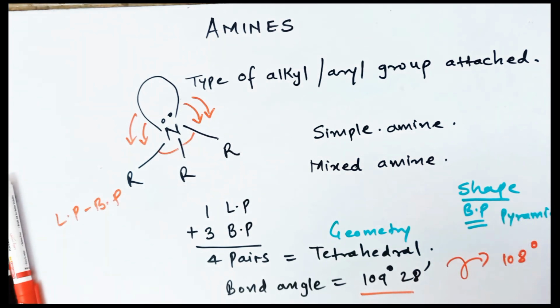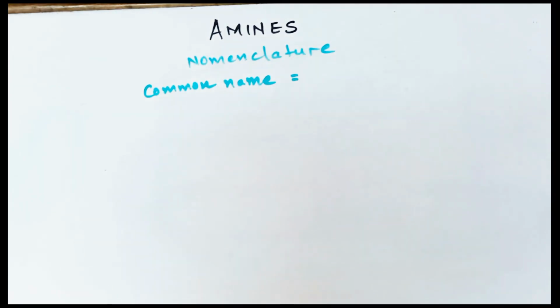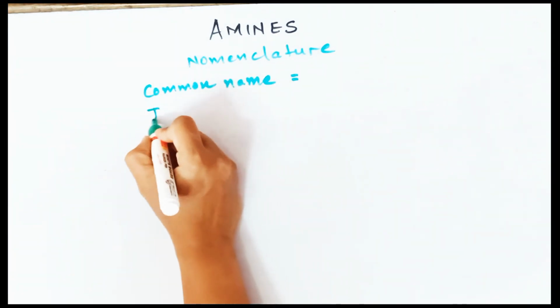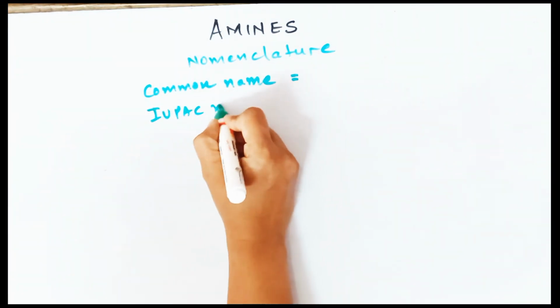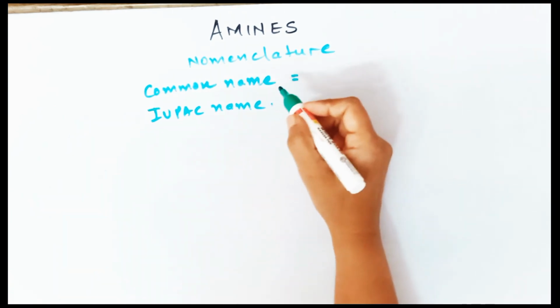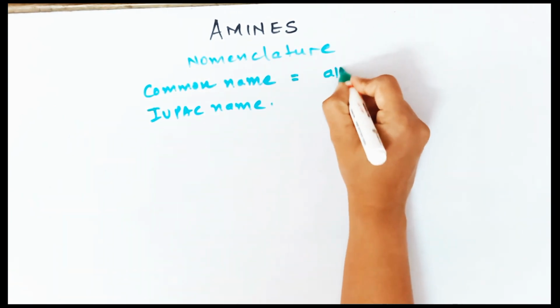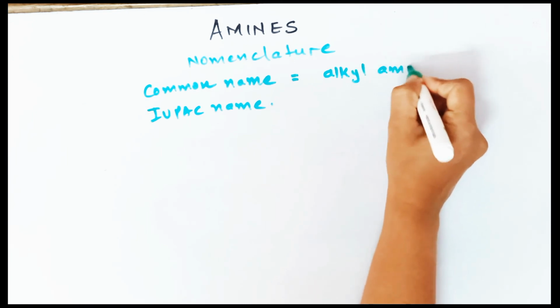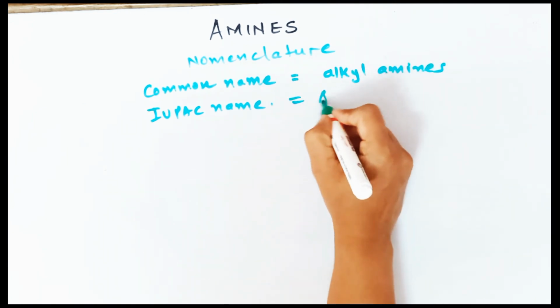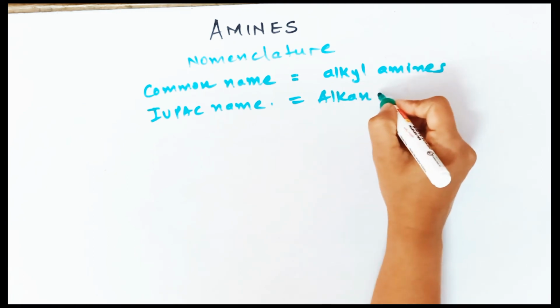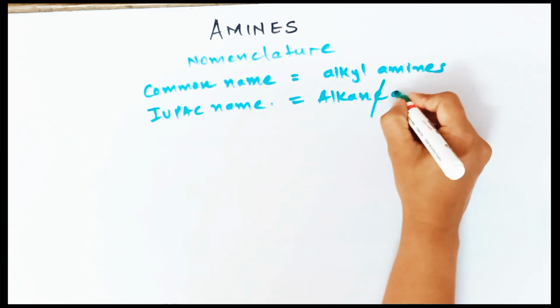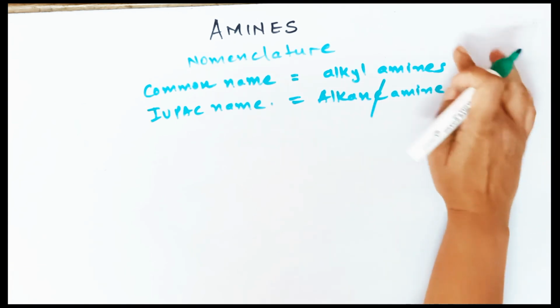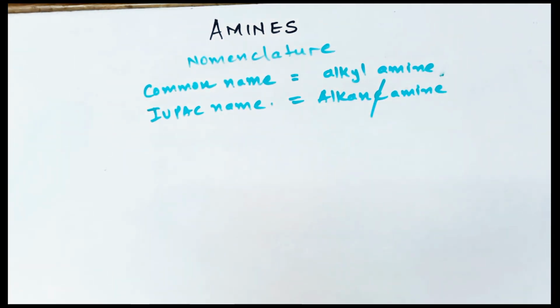Alright, so this is the shape of amines, pyramidal, and the geometry is going to be tetrahedral and the bond angle is going to be less. Let's talk about the nomenclature of amines. We have a common name as well as the IUPAC name for every organic compound. In the common name, we call amines alkyl amines, and in the IUPAC name, we call them alkane amines. In alkane, we remove the E. So that's going to be alkane amine, or in the common name alkyl amine.